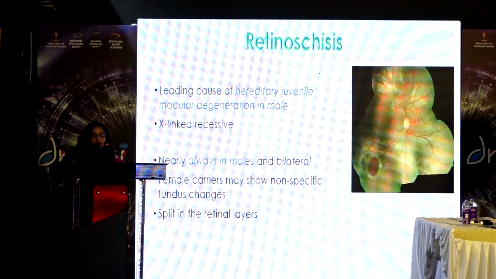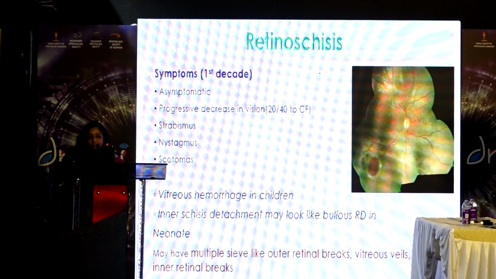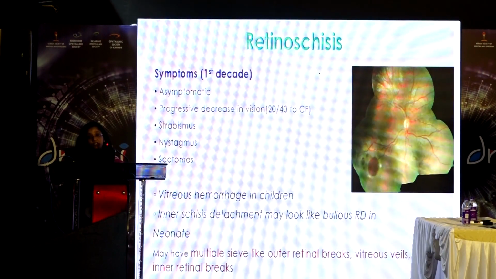Another condition is retinoschisis cases. This is also not very uncommon, and sometimes these babies may be treated or referred as retinal detachment. So the key points are the inner schisis wall, and you could see both inner and multiple outer retinal breaks in these children. Surgical indication arises when these babies present with vitreous hemorrhage or retinal detachment.